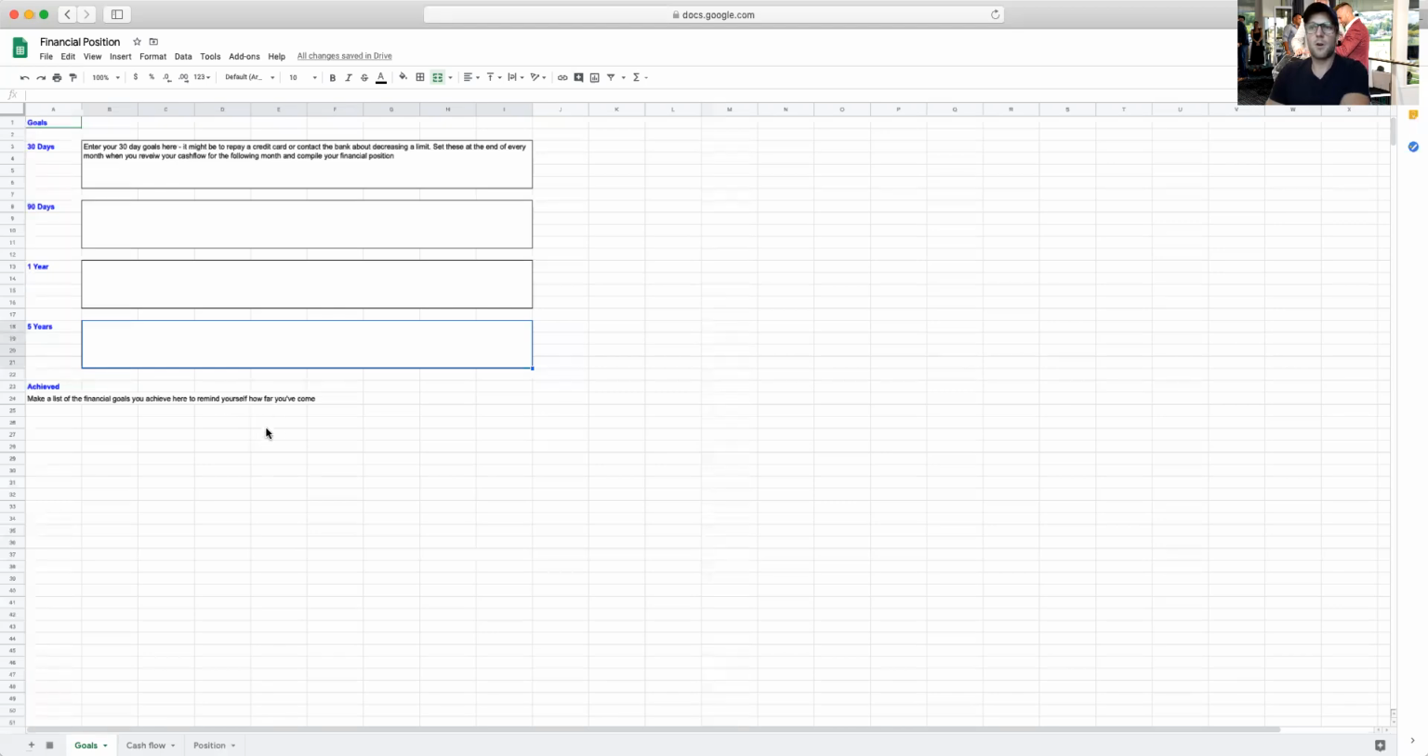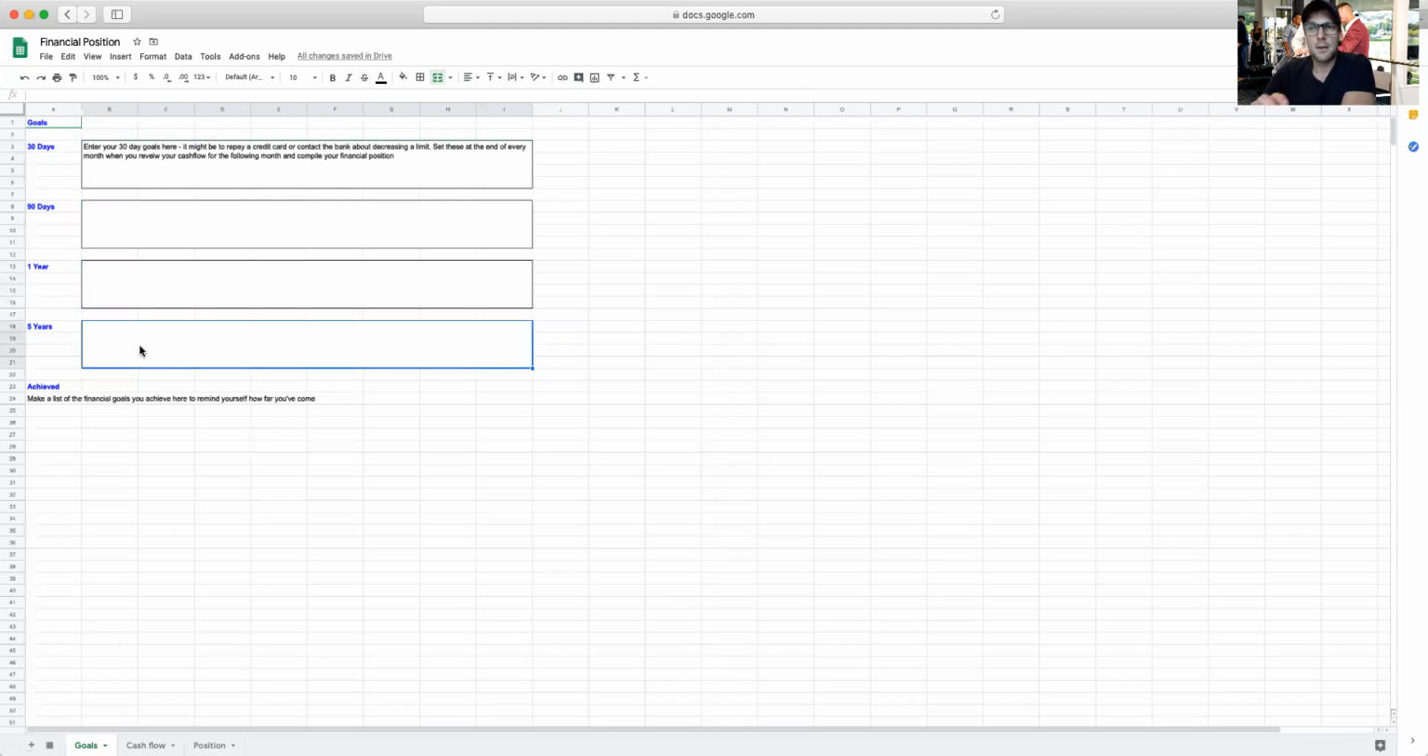Right, starting with the goals tab. So in here, you want to put things that you want to achieve over the next 30 days, 90 days, 1 year, 5 years, self-explanatory. These might just be things like decreasing a credit card limit. And then 90 days, it might be decreasing the actual level that you owe on the credit card. 1 year, it might be that you don't have that credit card anymore.